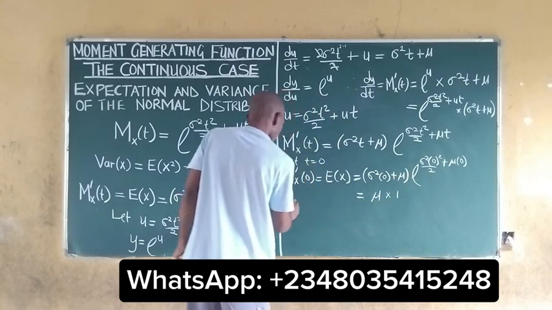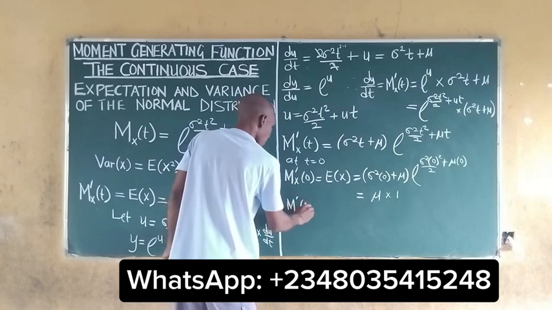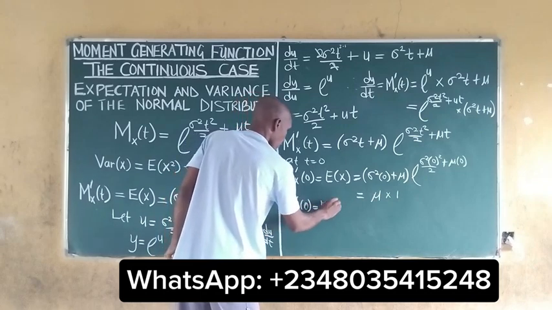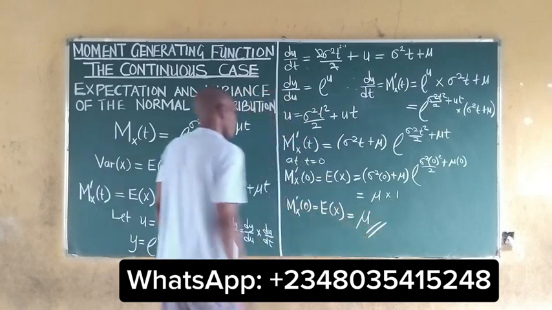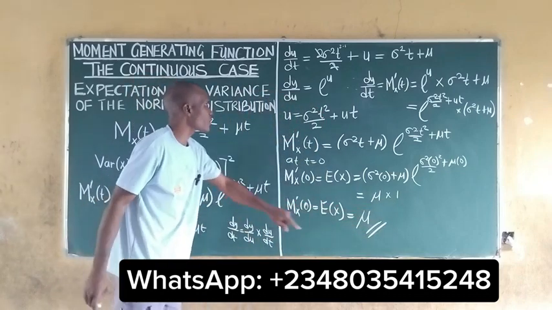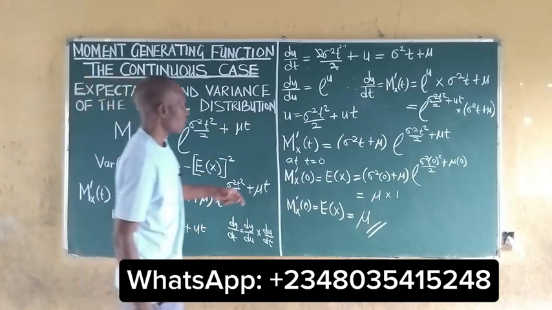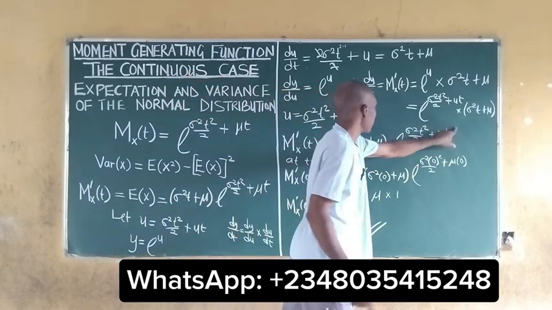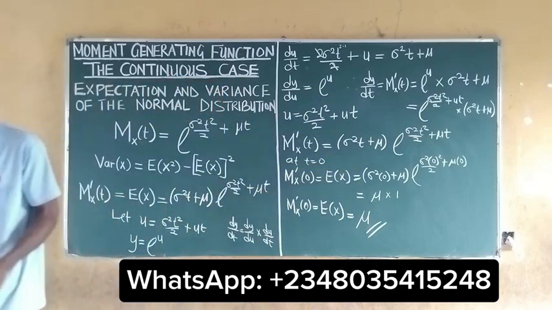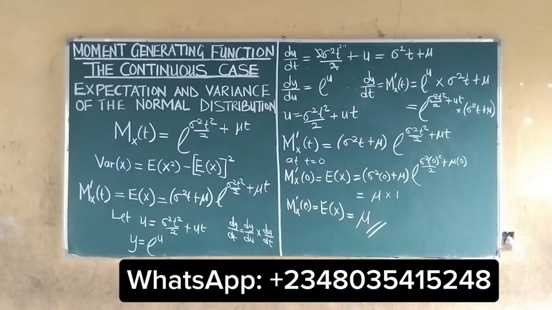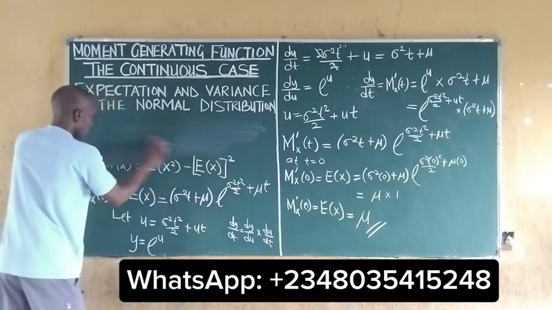So it then means that our expected value is equal to mu. The next thing to do is to take the second derivative. This is our first derivative, so we take the second derivative from here. To take our second derivative, we move over to this place.